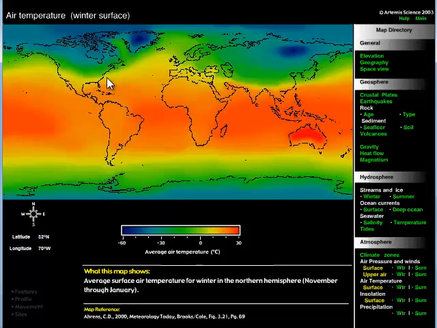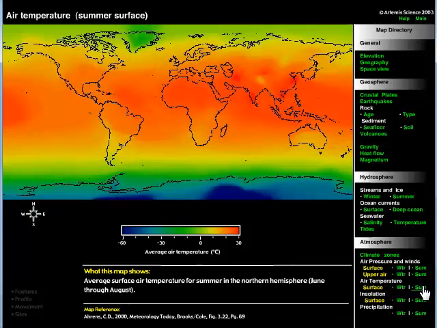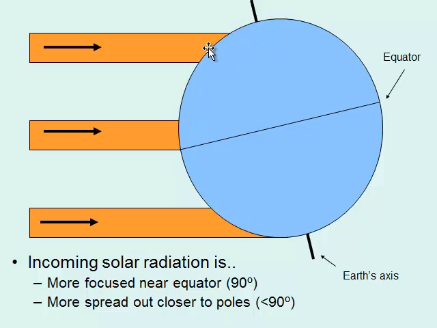In the wintertime, the northern hemisphere is tilted away from the sun, southern hemisphere towards, so we see it warmer in the south, cooler in the north, and then it flip-flops when we go to the summertime. We see the northern hemisphere tilted towards the sun, and we get more of a direct hit, just like this diagram. So we get warmer temperatures in the northern hemisphere and cooler in the southern.